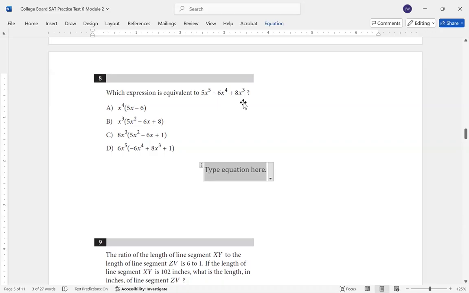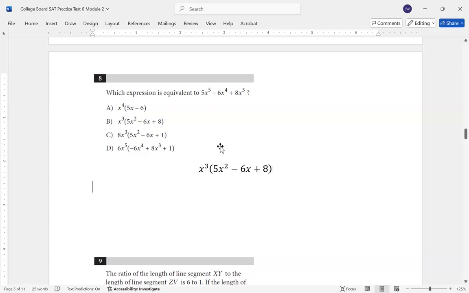5, 6, and 8 don't have any common factors other than 1. So we just need to pull out the greatest common factor, which is going to be x raised to the 3rd power. Once I do that, I end up with 5x squared minus 6x raised to the 1st power plus 8. And you can see that this is option B on our list of choices. So B is the answer to question 8.